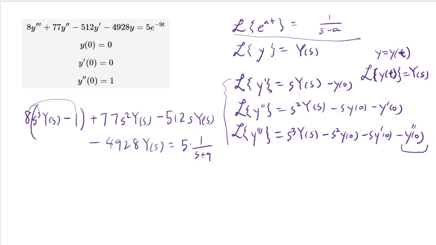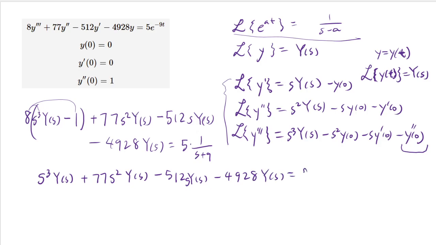Let's multiply this out and you get negative 8, which if you move to the other side will be positive 8. And this is what you get. You get s cubed Y of s plus 77 s squared Y of s minus 512 s Y of s minus 4928 Y of s, and then plus 8 plus 5 over s plus 9. And think of 8 as 8 over 1. Let's combine this into a single fraction.